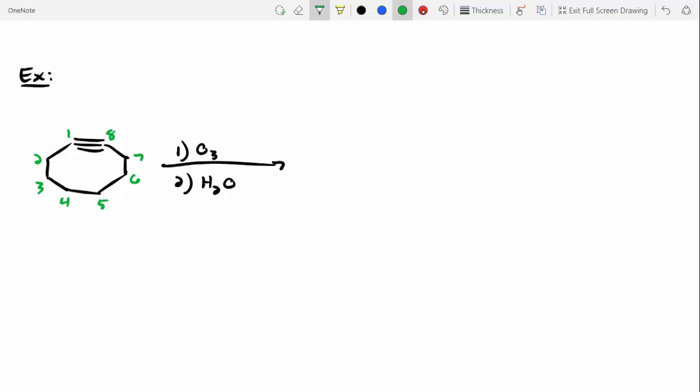We go in the other direction. You can number it any way you want. I just want you to keep track of your carbons. We're not using the numbering for naming.